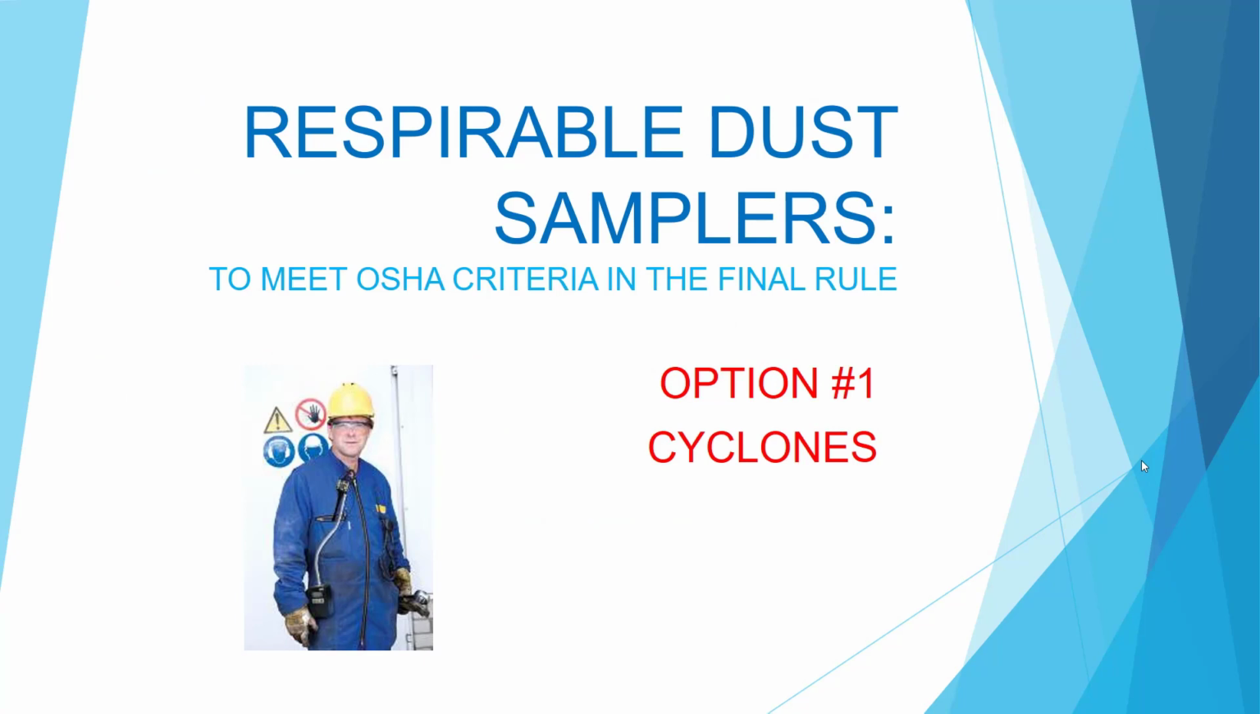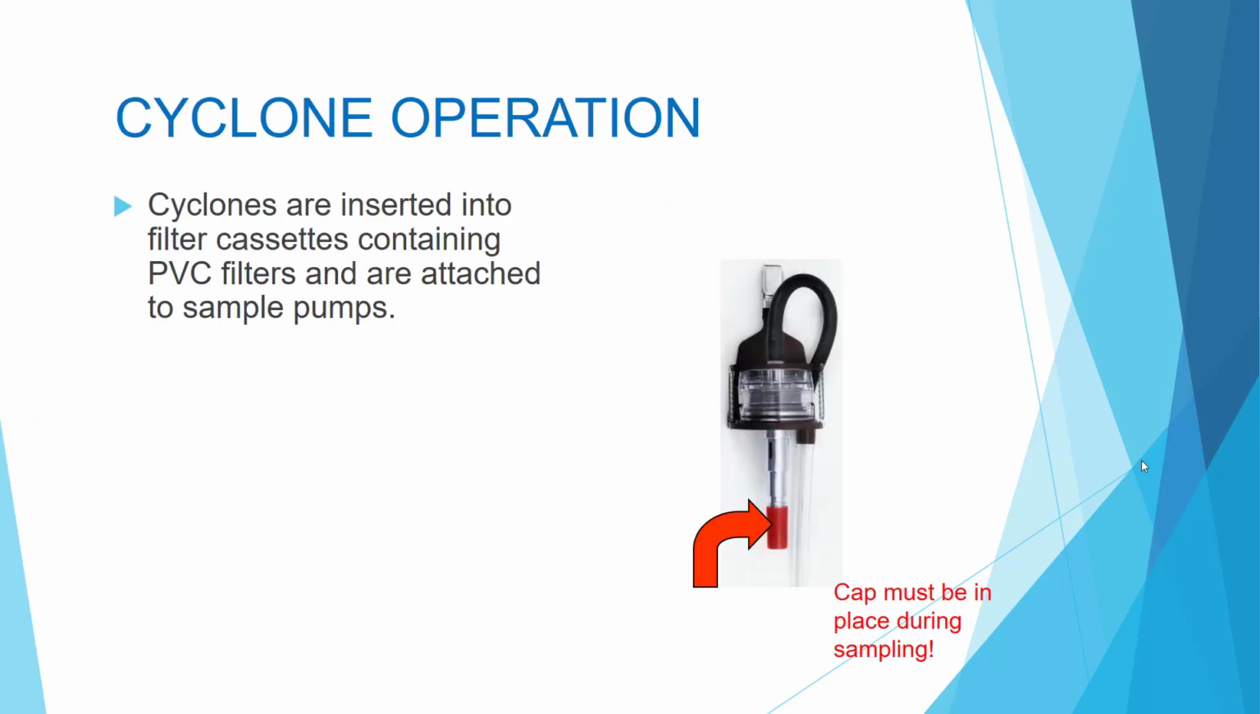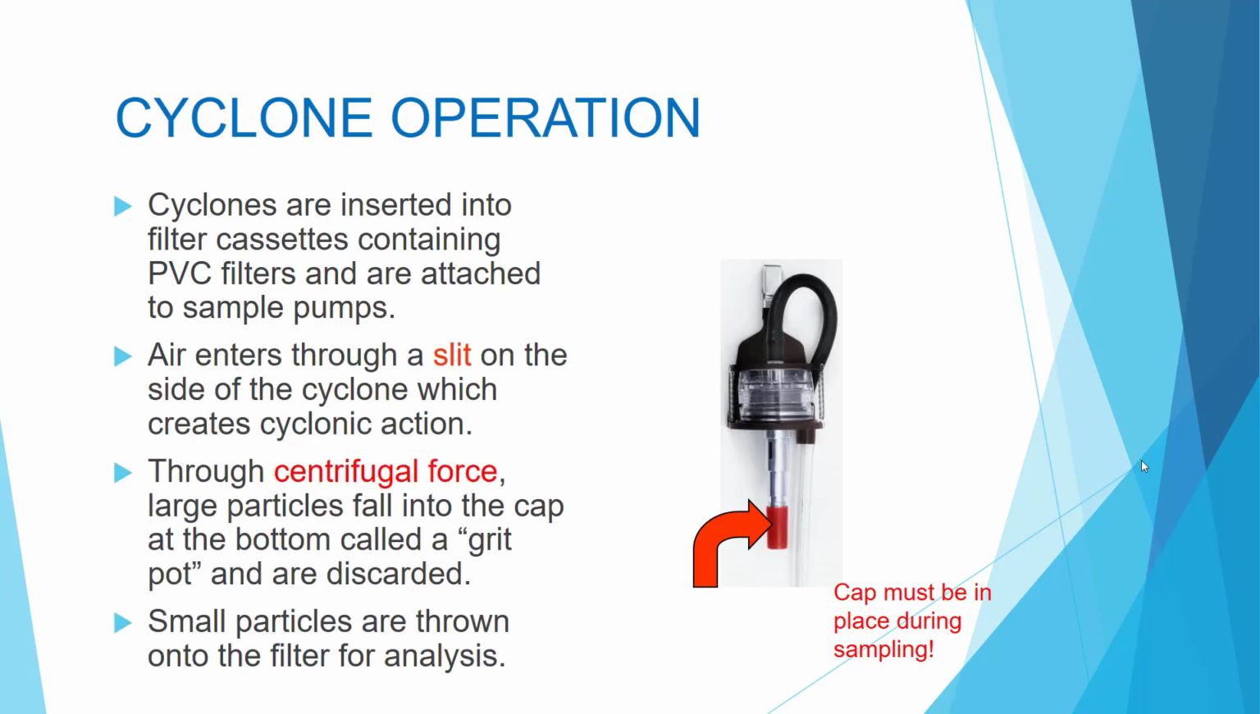Let's now look at the respirable dust samplers on the market that meet the OSHA final rule. Respirable dust cyclones are the traditional samplers used for respirable dust sampling. Cyclones are inserted into filter cassettes containing PVC filters and are attached to sample pumps. Air enters through a slit on the side of the cyclone, which creates cyclonic action. Through centrifugal force, large particles fall into the cap at the bottom, called a grit pot, and are discarded. Small particles are thrown onto the filter for analysis.